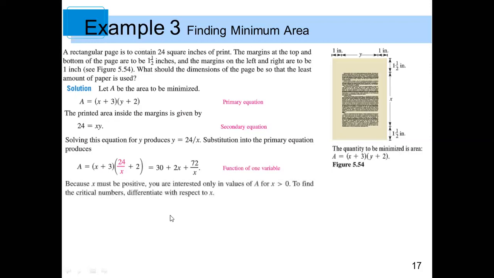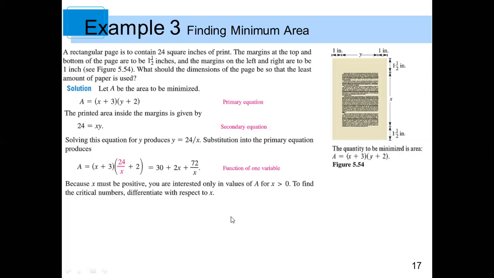So because x has to be positive, you're interested only in values of x greater than 0. All right. And also, the larger you make x, the smaller that y is going to be. Okay, so if you made x 0, you would have undefined for y, which is impossible. And if you made x extremely large, y would have to be extremely tiny. So there are no endpoints to the domain.